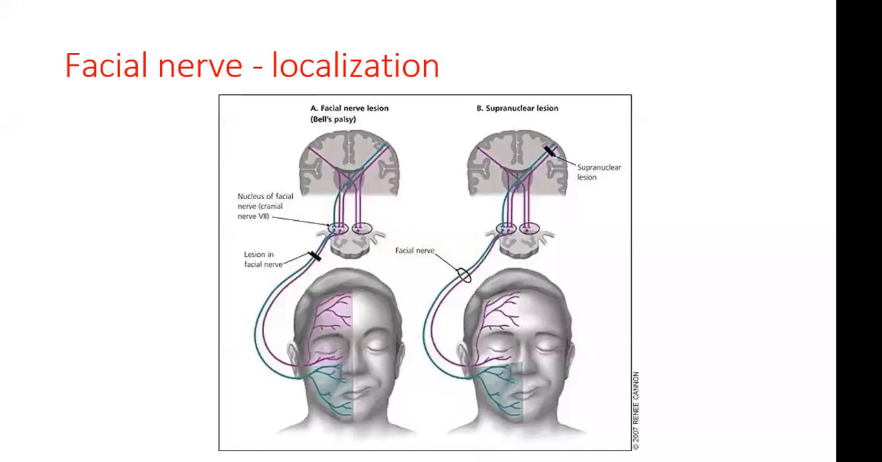In upper motor neuron facial nerve palsy, only the lower part of the face is affected. Why is the upper part spared? Because it gets a dual innervation. So even though one innervation is gone, the upper part of the face still has another innervation intact. The lower part of the face only gets innervation from one side. These upper motor neurons only come from one side. So upper motor neuron, lower motor neuron.